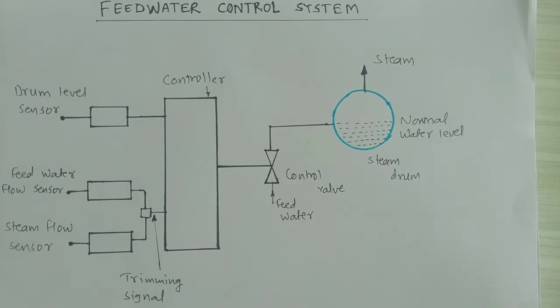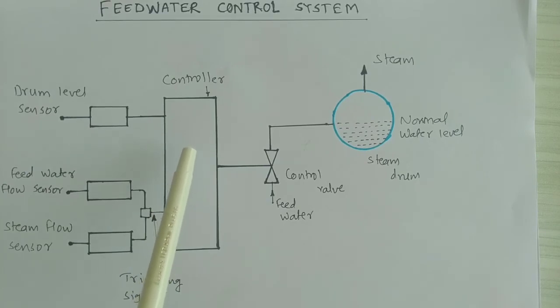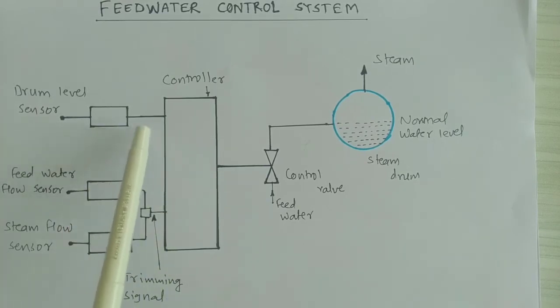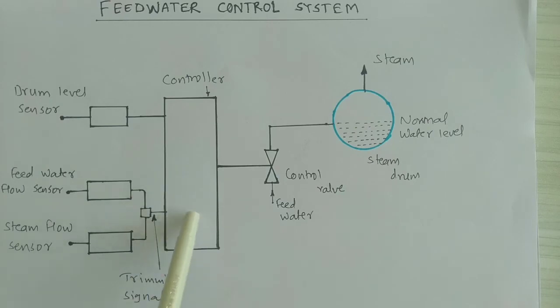In short, whenever the level decreases, the signal is given to the controller with the help of the drum level sensor, and then the signal is given to these two sensors, that is the feed water flow sensor and steam flow sensor.